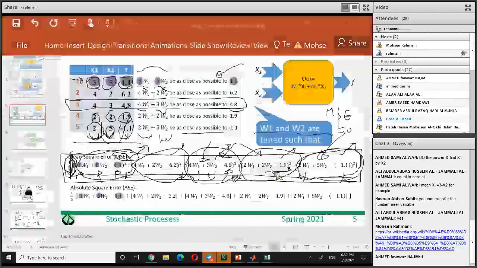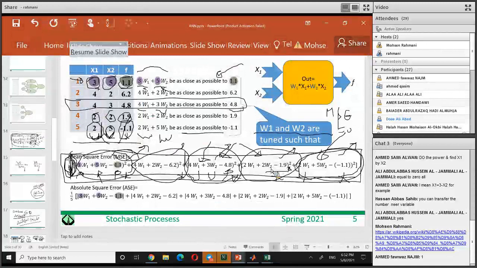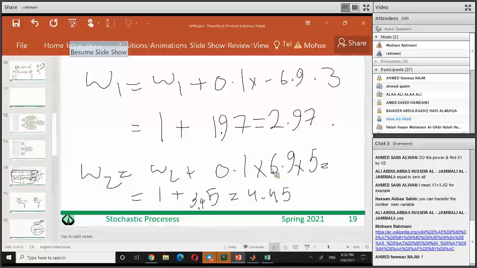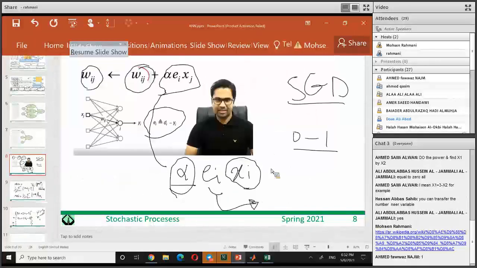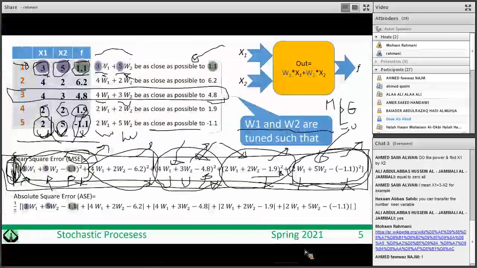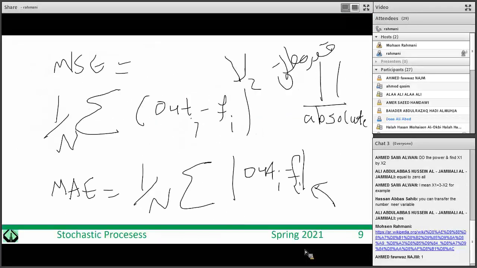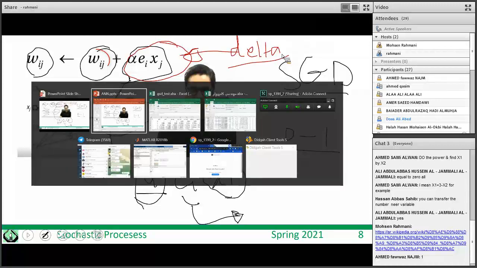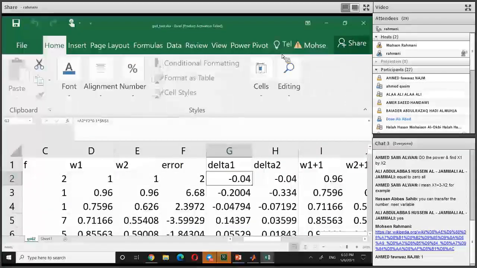Delta 1 and delta 2 are the terms that I want to add to W. In the Excel file, delta is the value that I want to add to the weight.